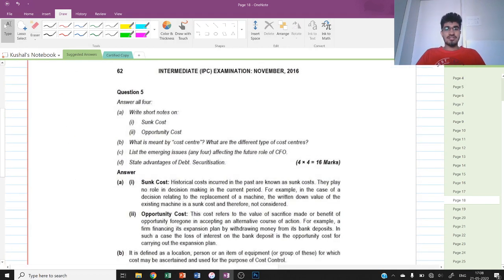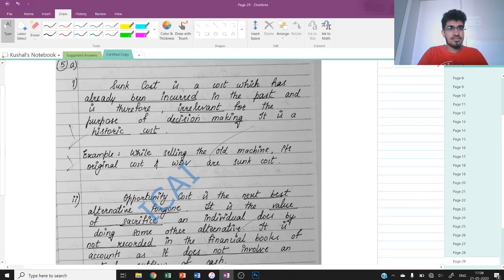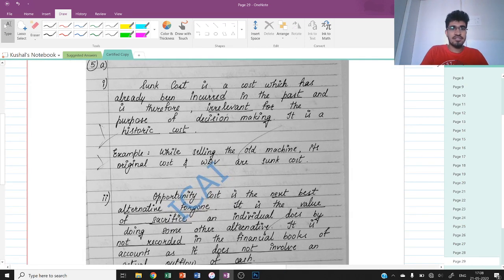Both the theoretical questions of 16 marks each, I have solved them at the end of my examination, that is at the end of the answer sheet. Write short notes on sunk cost and opportunity cost. So sunk cost is cost which has already been incurred. It is irrelevant for the purpose of decision making, and it is nothing but a historic cost.